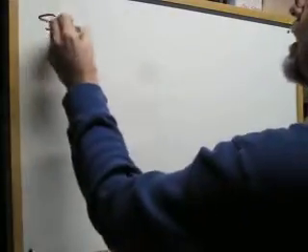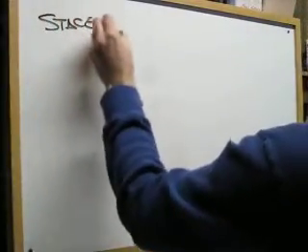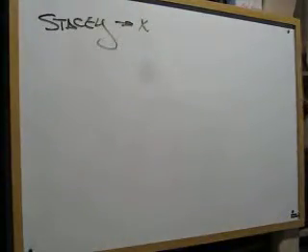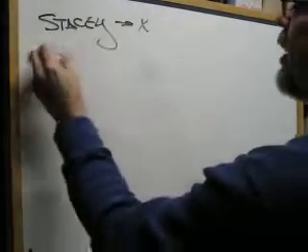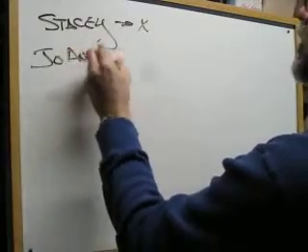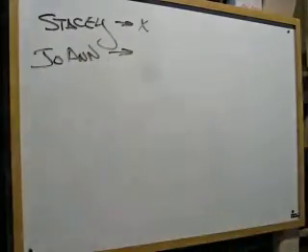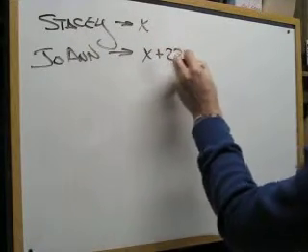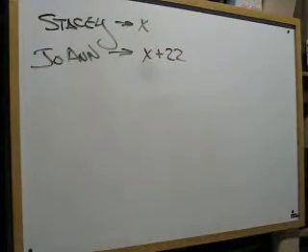So, Joanne is 22 years older than her daughter Stacy. In 6 years, the sum of their ages will be 42. What do we know the least about? We know the least about Stacy's age. So we're going to assign X to Stacy. And what do we know about Joanne? That Joanne is 22 years older than Stacy. So if that's the case, she's going to be 22 years older than X.